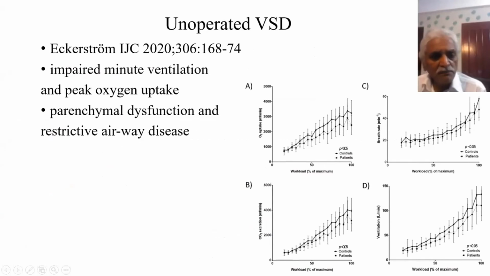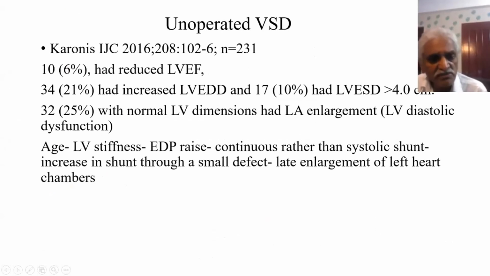They also have abnormalities in the parenchymal function. Restrictive airway disease develops in them, and some of them even have a reduced ejection fraction and a larger size of the LV and LA. This is because diastolic dysfunction develops, which gives rise to a continuous rather than a systolic shunt through the same small defect.